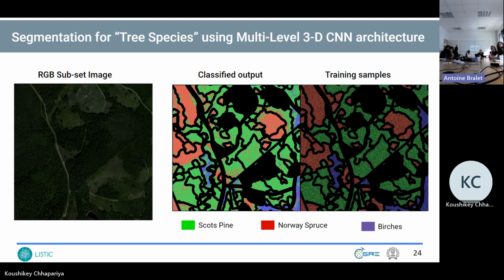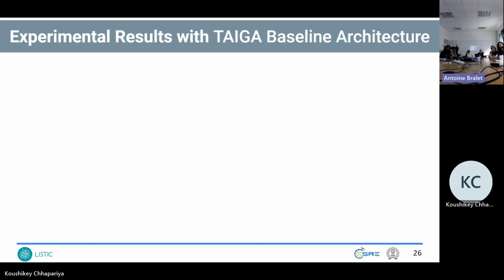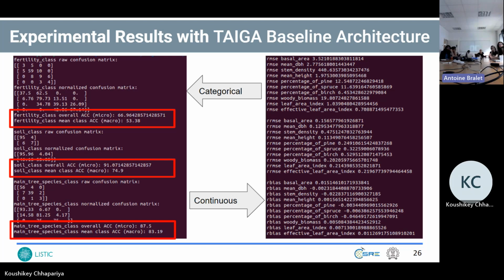So in this multitasking, the categorical classification is there, and this is the overall accuracy and kappa along with the accuracy graph which we get. And this is with the continuous data. For the continuous data, we computed root mean square error, relative root mean square error, and relative bias error to see how my error fluctuates when we are doing the multitasking for the classes.